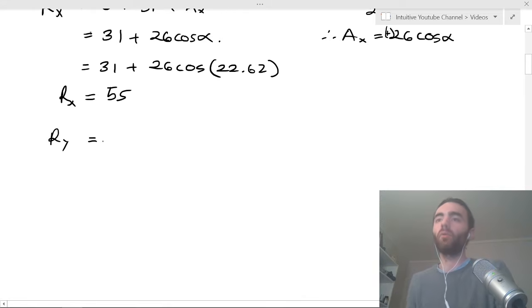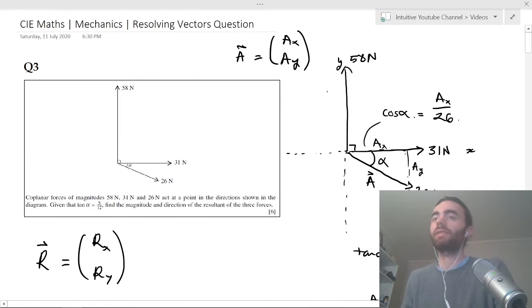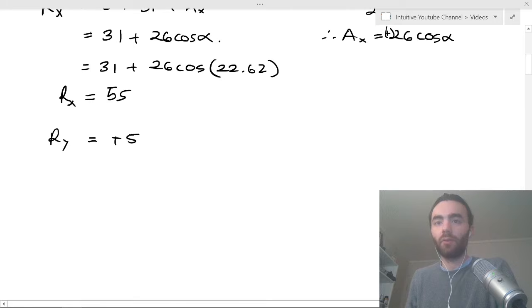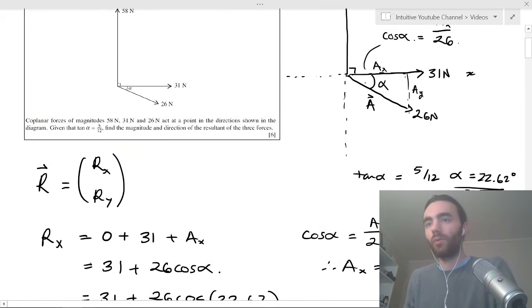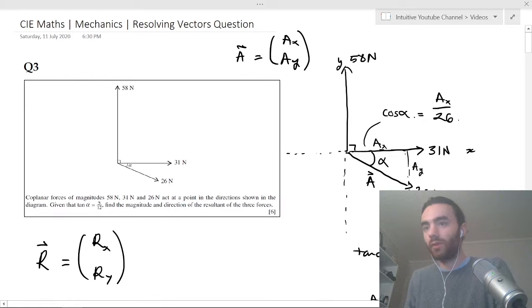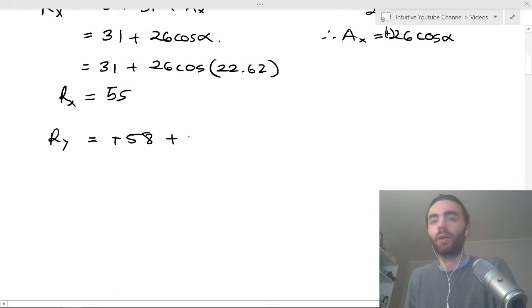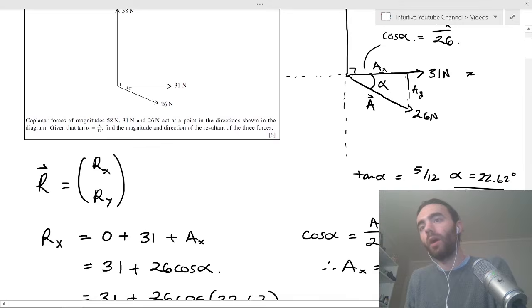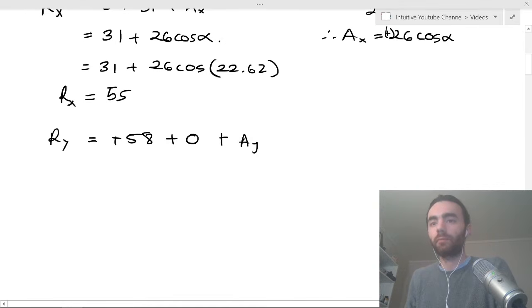So we want to find the y component. Well, this is the sum of all the y components of all of these different vectors. So what's the y component of this vector? Well, this is positive 58 because it's all acting in the positive y direction. Plus, what's the y component of this 31 newtons here? Well, this is just going to equal 0 because it's all acting in the x direction, nothing in the y direction. Plus our ay, which we need to figure out.